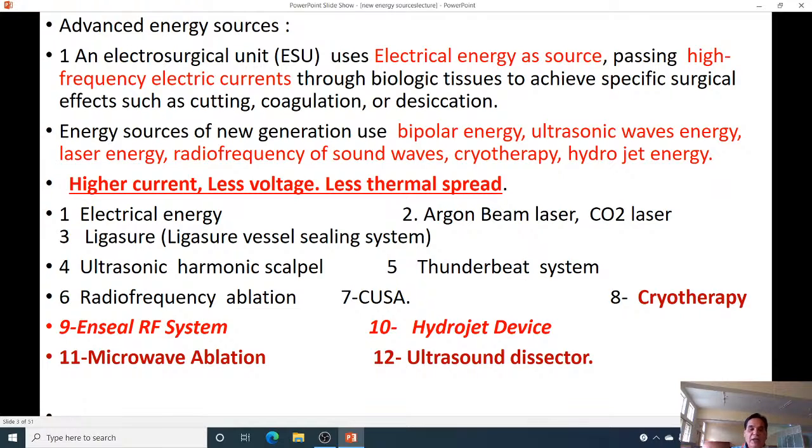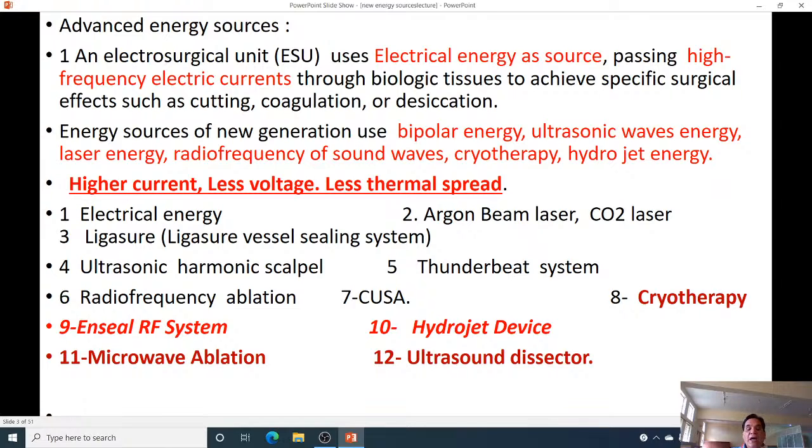The biggest advancement is the ultrasonic harmonic scalpel. This is a boon to the surgical side, the most advanced technique we are using till today. Then came a combination of all these systems: cutting, coagulation and desiccation, that means fulguration, everything together without changing an instrument. That system is called the Thunderbeat system.